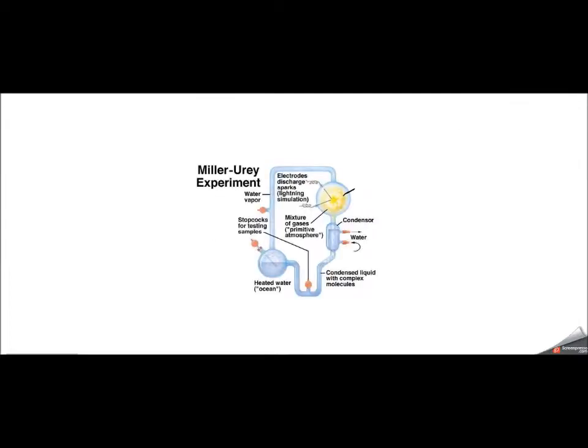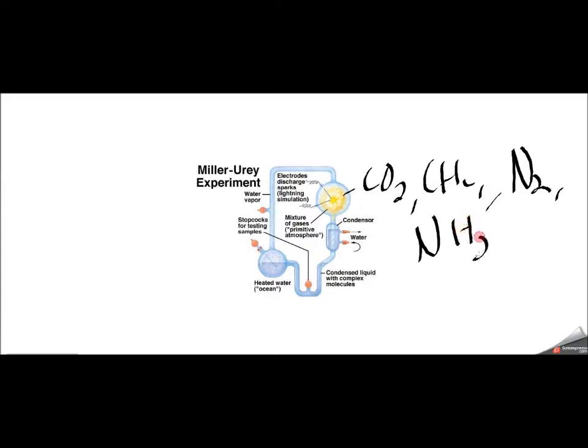Two scientists named Miller and Urey created the Miller-Urey experiment to help see if these interactions could have actually occurred in a primitive Earth. In the design of this experiment, Miller and Urey put a mixture of gases that they would have thought to be in the primitive atmosphere, such as CH4, nitrogen gas, NH3, and they exposed them to lightning simulation with electrodes.